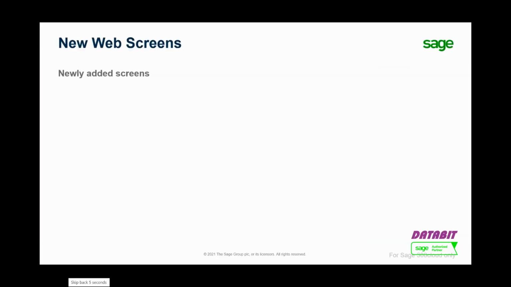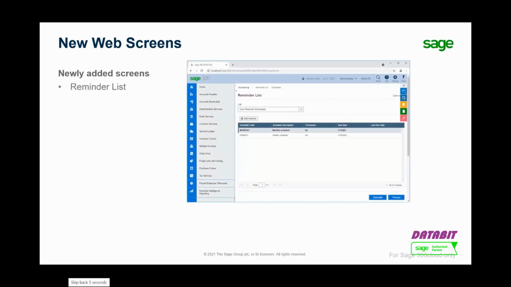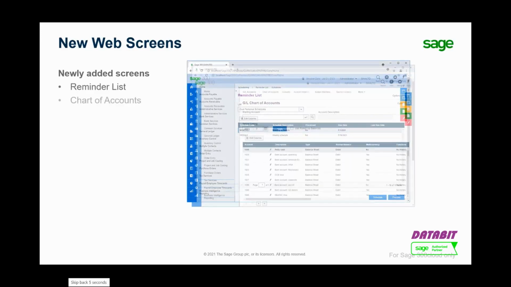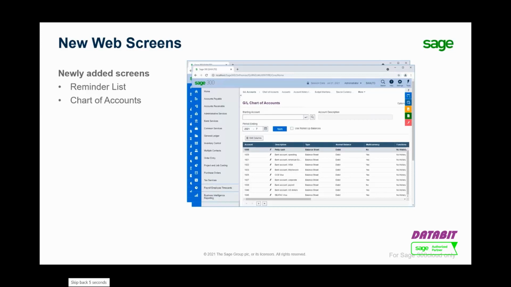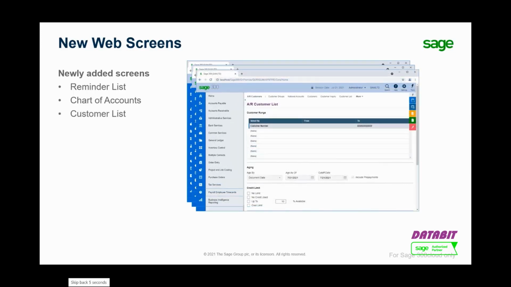The new web screens are added to increase the utility of web screens on our quest to achieve parity with desktop screens. The following web screens are now available. A new reminder list web screen that you can use to remind users to process scheduled tasks. A new chart of accounts web screen for General Ledger, which you can use to list accounts in the General Ledger and view specific information for each account. A new customer list web screen for accounts receivable, which you can use to extract customer information from your database.